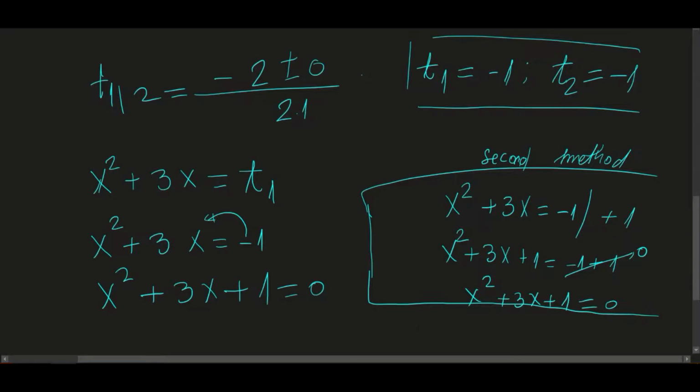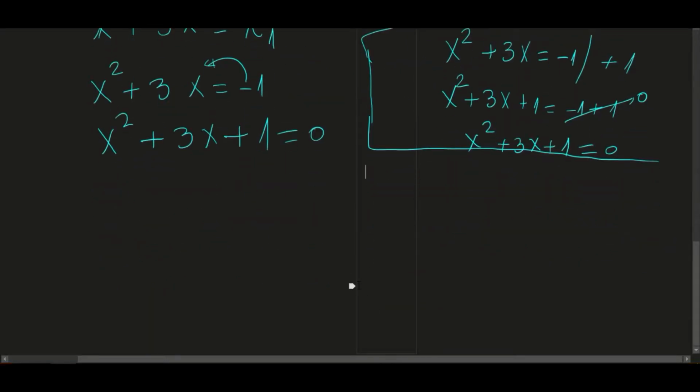I prefer the method of writing -1 here. When I change the side, it has the opposite sign. If it is minus, it will change, it will be plus. Now here a is 1, b is 3, and c is 1.